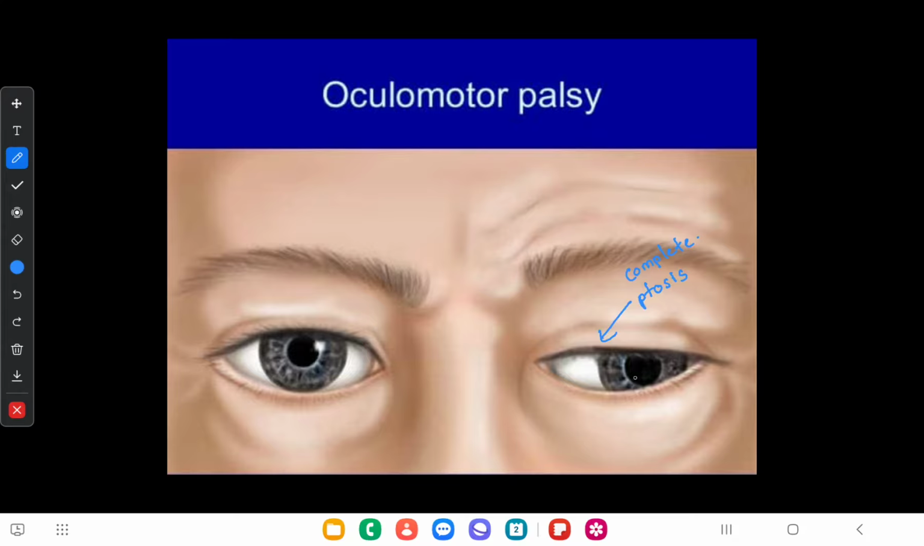And also we can see a dilated and fixed pupil if the damage occurs in the ciliary ganglion as well, because you know that parasympathetic fibers come through the ciliary ganglion to the sphincter pupillae muscle, which is responsible for constriction of the pupil. So if there is any damage to this ciliary ganglion, that innervation is cut off, and we can see dilated and fixed pupils. So that's all about the clinical correlations due to oculomotor nerve palsy.